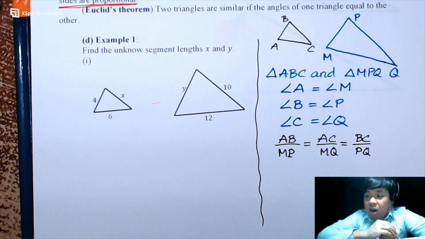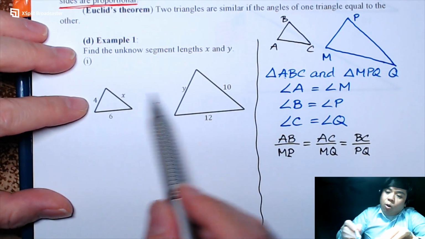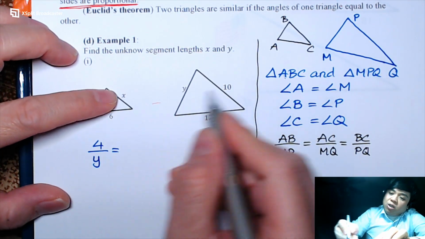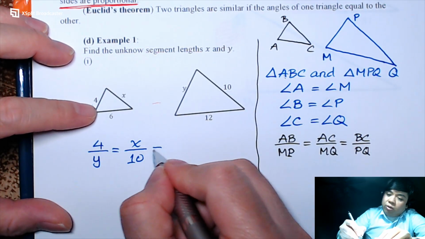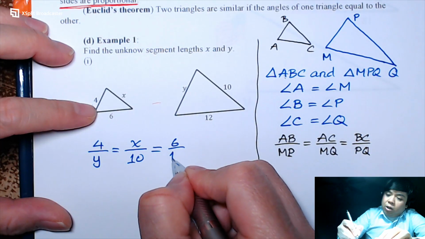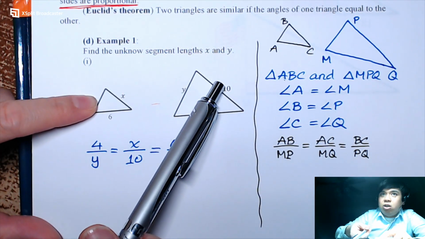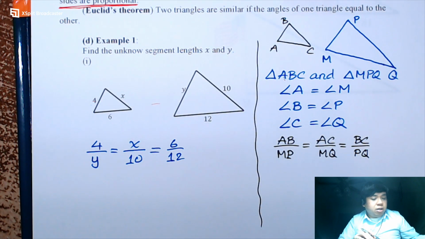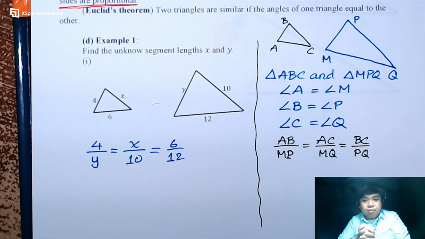Let's find the sides. So we have the ratio here, 4 over y over x over 10 equals 6 over 12. So one side divided by the other, corresponding, those ratios are going to be the same, constant. Okay, and let's just solve for x and y here.